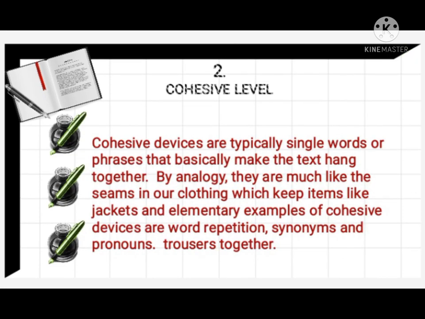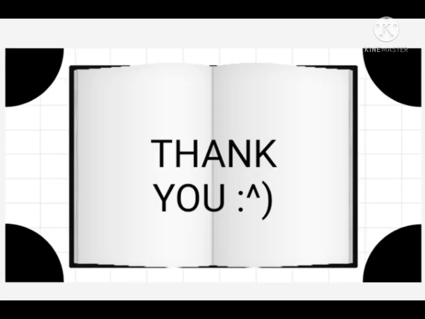Cohesive devices are typically single words or phrases that basically make the text hang together. By analogy, they are much like the seams in our clothing which keep items like jacket and elementary. Examples of cohesive devices are words repetitions, synonyms and pronouns, closer and together.